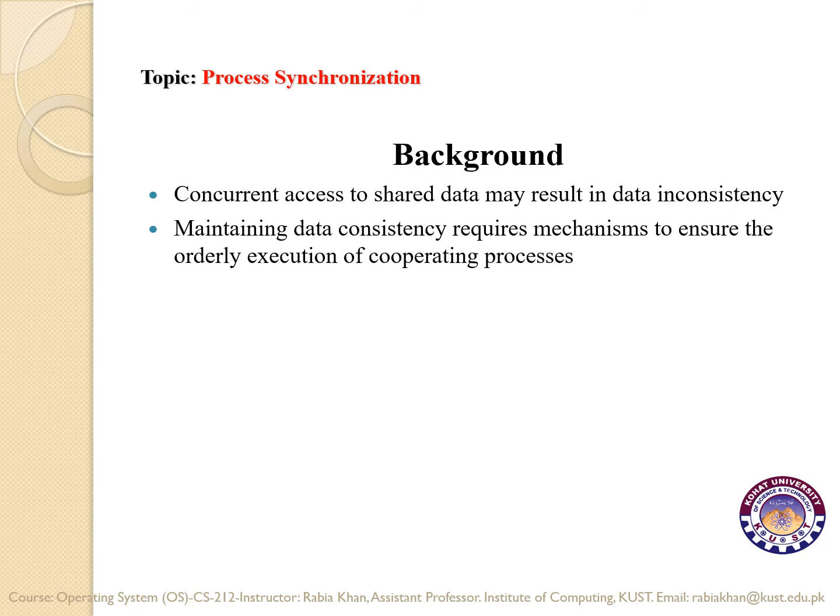First point says, concurrent access to shared data may result in data inconsistency. What does this point mean? Let's develop our understanding. For example, you might have used global variables.